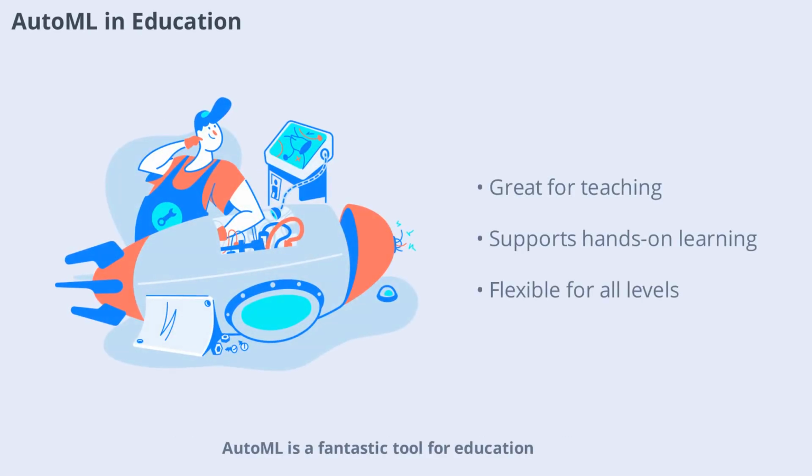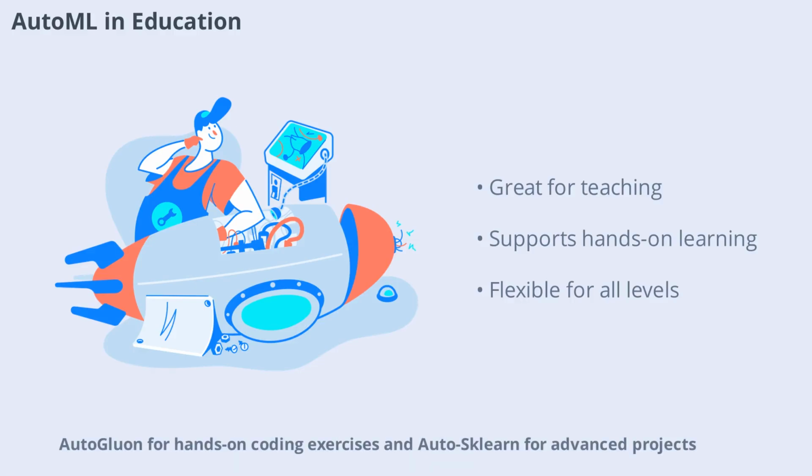AutoML is a fantastic tool for education. It allows students to focus on understanding the machine learning process without getting bogged down in technical details. Teachers can use Vertex AI for guided lessons, AutoGluon for hands-on coding exercises, and AutoSklearn for advanced projects.